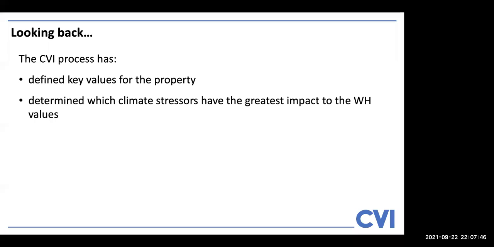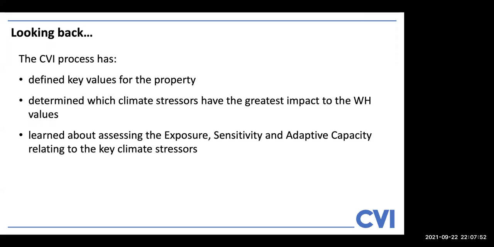So before we do that, we want to look back. The CVI process so far has defined the key values for the Sukur property. It has determined which climate stresses have the greatest impact to those World Heritage values. And we've learned about assessing the exposure, the sensitivity, and we're going to soon reach into the adaptive capacity relating to the key climate stresses.